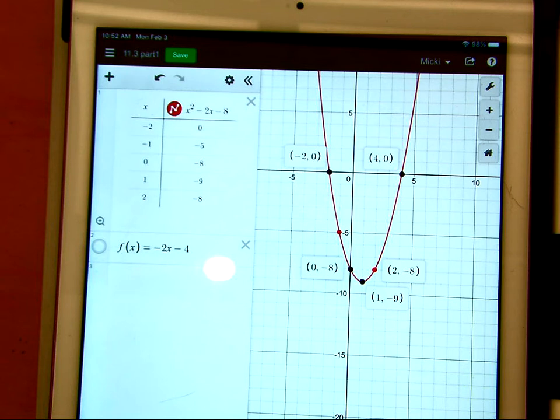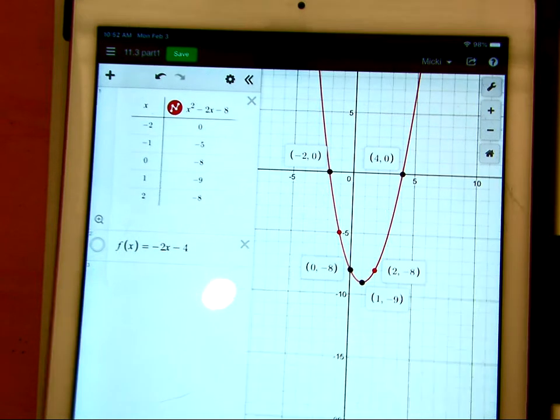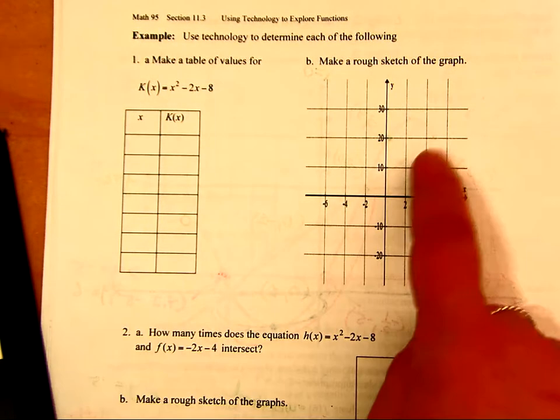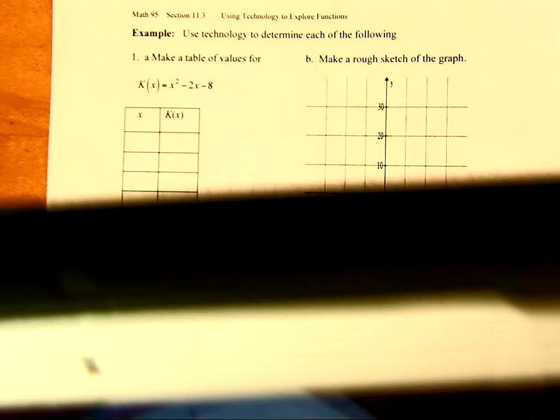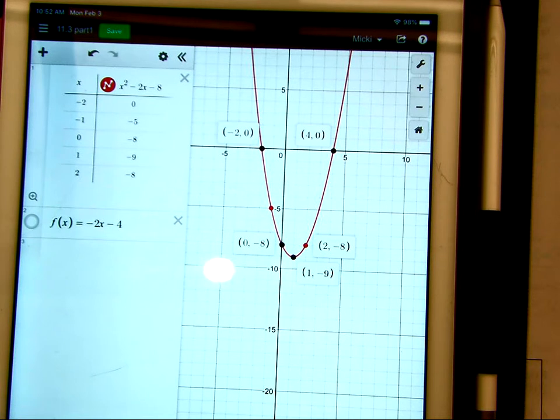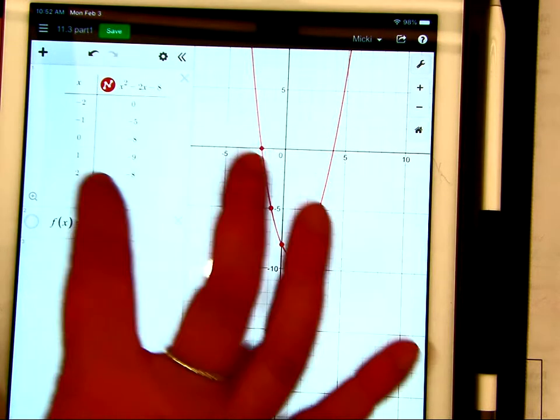Okay, so that would be the very first part. It's asking you to create a table of values and then to sketch your graph. So you could use that to help sketch your graph. You can also put in more values.